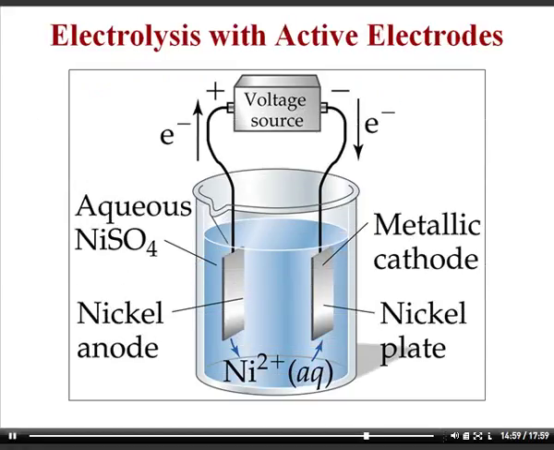So here's a picture of an active electrode. Here we have our nickel solution. We have nickel at the anode, and we have a metallic cathode like steel, but the ions in the solution are going to be plating the metallic cathode. So you're pumping electrons from the anode to the cathode, and you're basically transferring the nickel from the anode onto the cathode, and that's called electroplating.